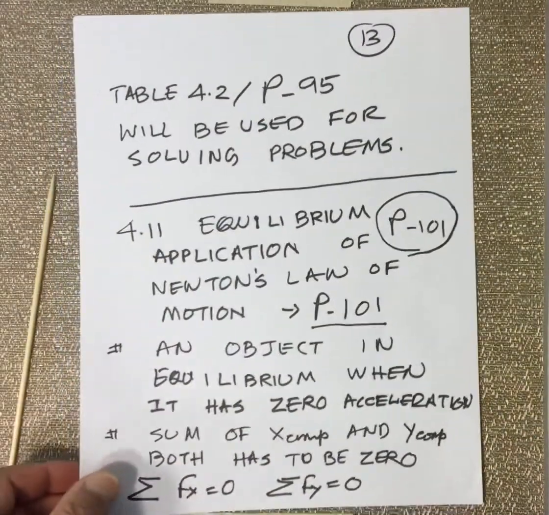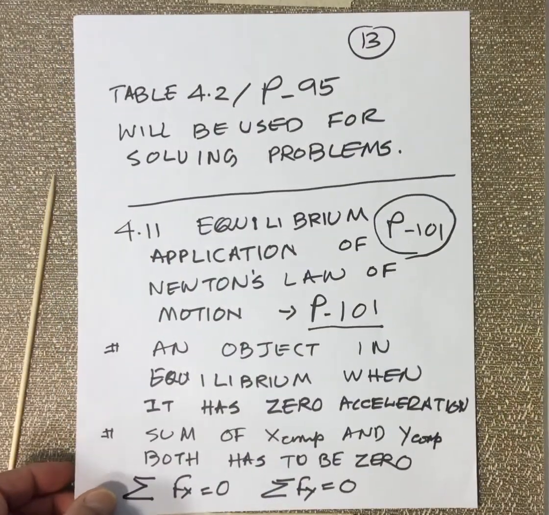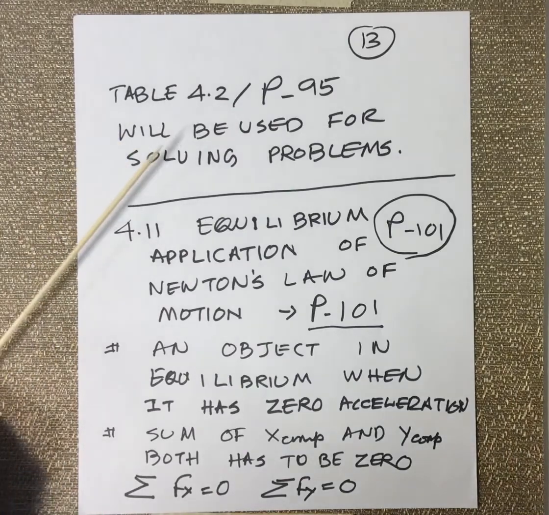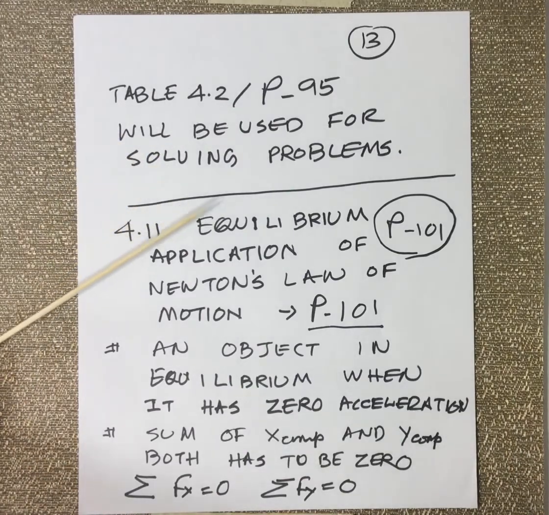Alright, now let's move on to table number 4.2, which is used mostly for solving the problems. You have all the data for mu s and mu k. The last topic we have here is equilibrium, how it takes place when a bunch of forces act on an object. From Newton's law of motion we'll derive that, which is on page 101.